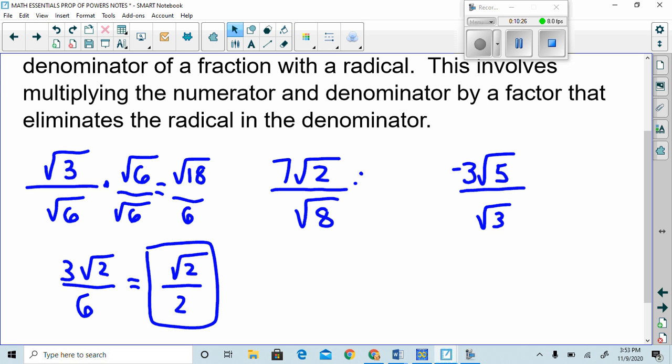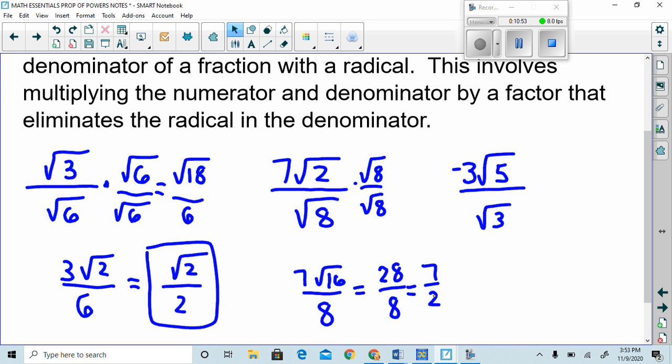This one I'm going to multiply by square root of 8 in both the numerator and denominator. That automatically tells me that my denominator is going to be 8. I now have 7 square root of 16. Well, guess what? 16 is a perfect square root. Square root of 16 is 4. 4 times 7 is 28. And all I'm going to do is simplify this one more time. And that's my answer.